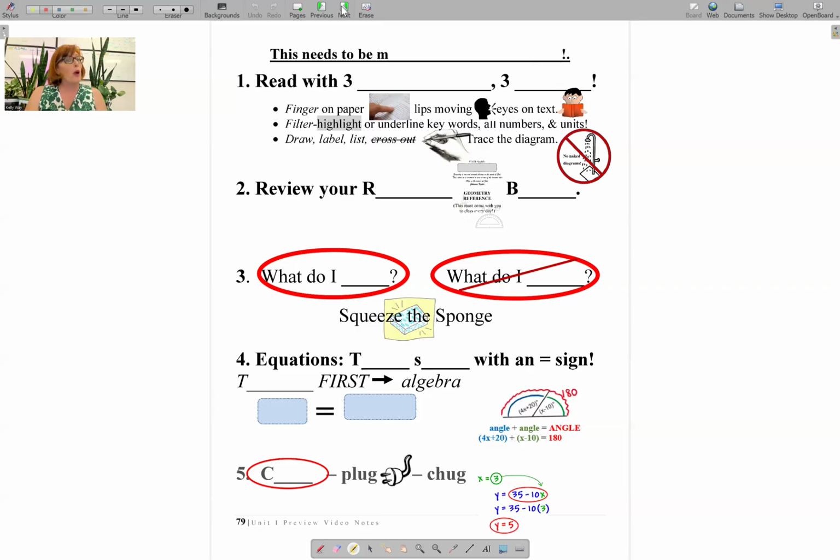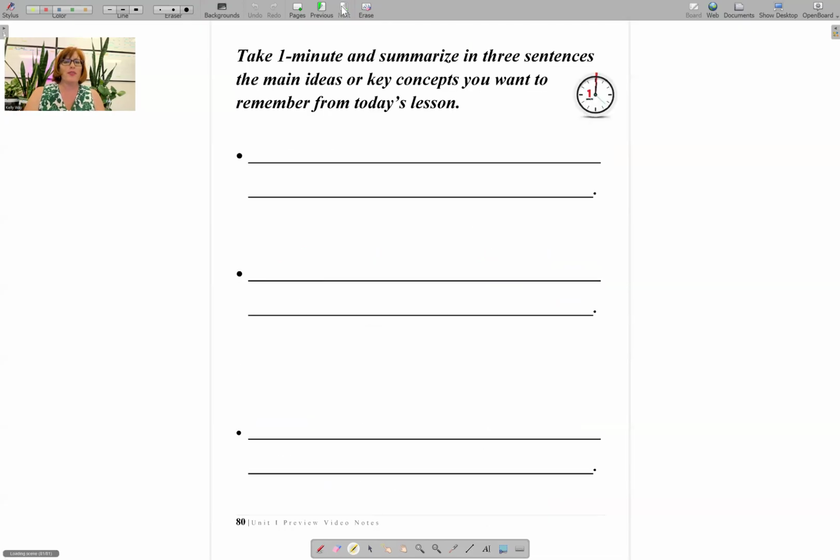This you must fill out from memory. So try to go through that and fill it out from memory. Test yourself. And summarize 3 key things that you want to remember from today's lesson.